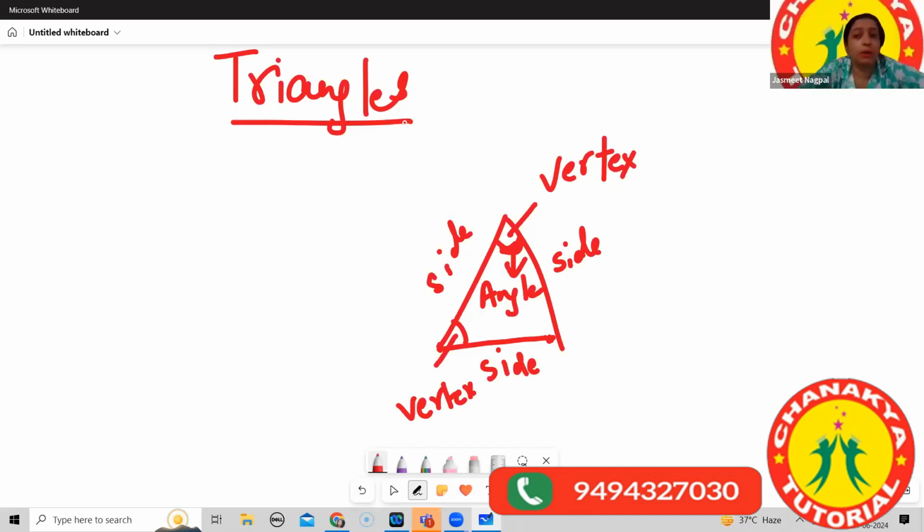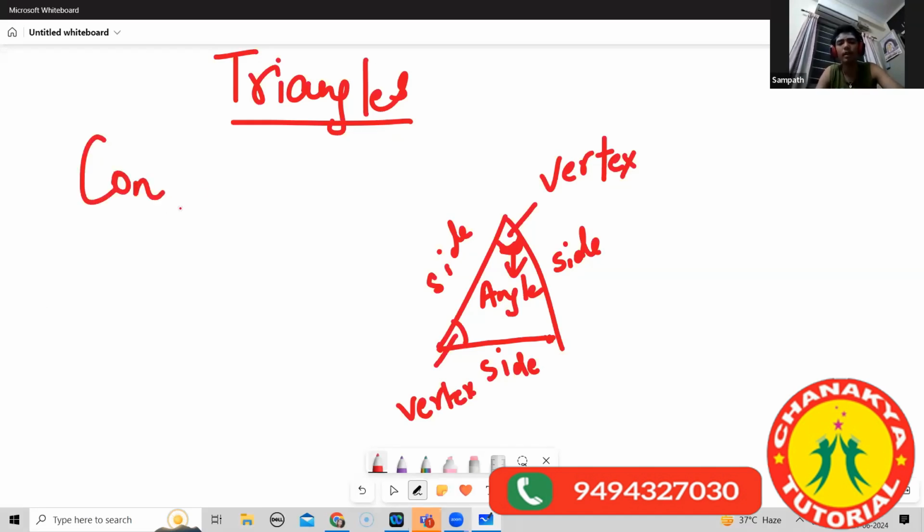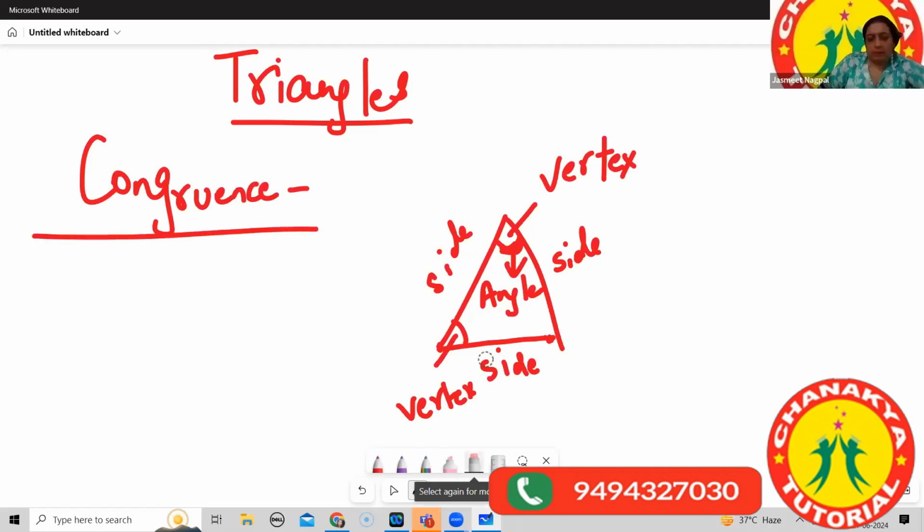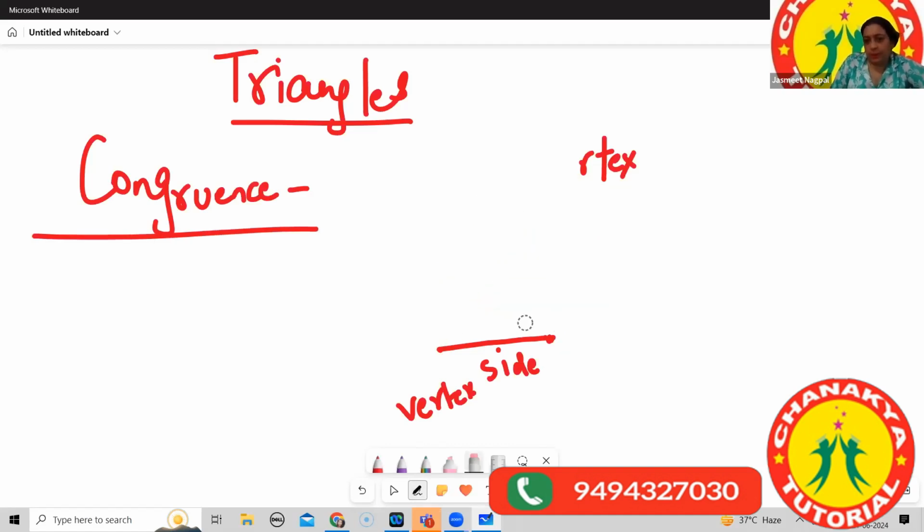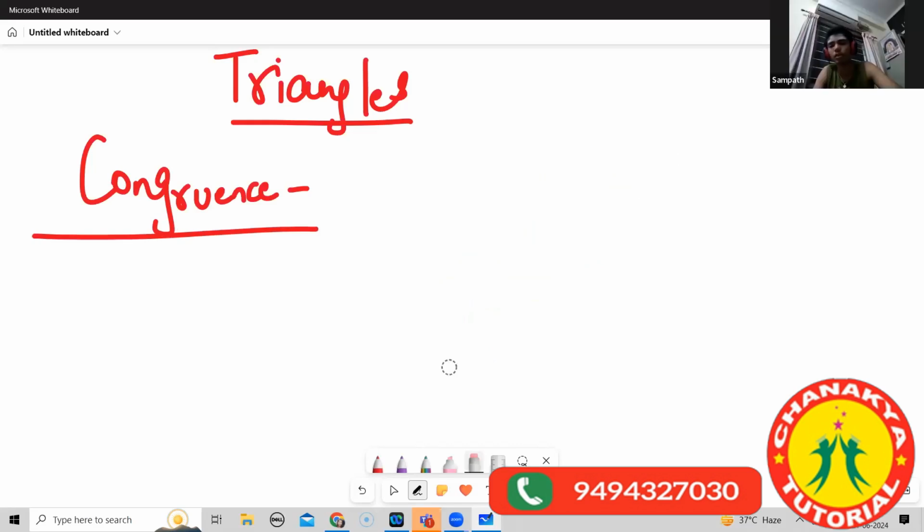Now the thing is congruence. What we will learn in grade 9 is congruence of triangles. Ma'am, congruence is something where two figures are given and they are said to be congruent if both are similar and the same. Okay, it means if the shape and size of two figures are the same. Ma'am, if the shape and size of two figures are the same.